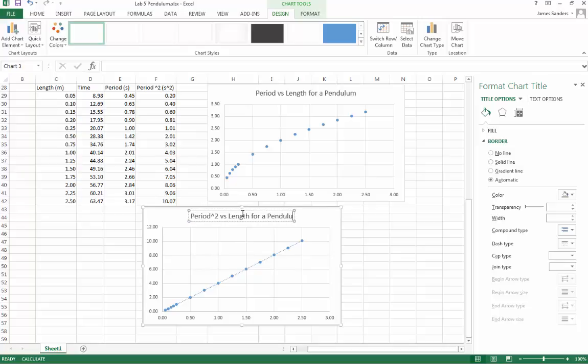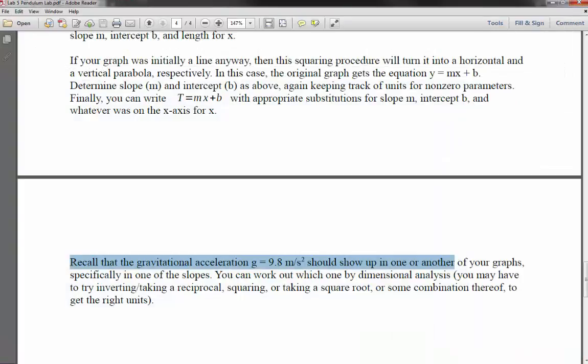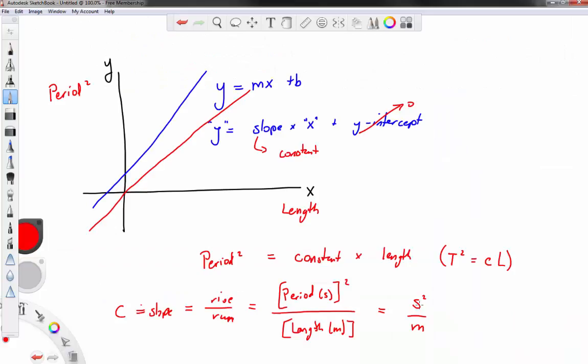And basically what that suggests is that the slope must be related to the free fall acceleration somehow. In fact, the slope is going to be given by this. It's actually going to be slope equals 4 pi squared over g. Here's your free fall acceleration.